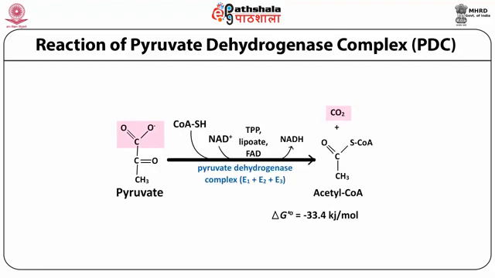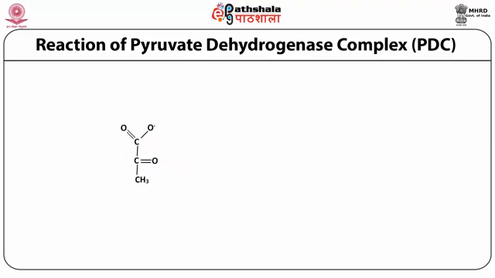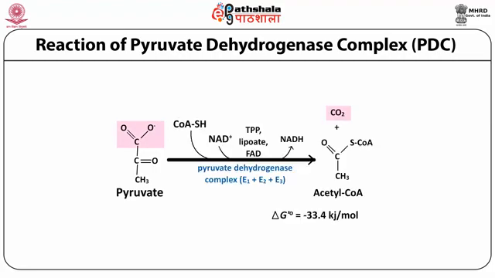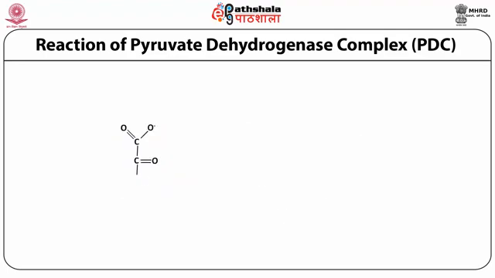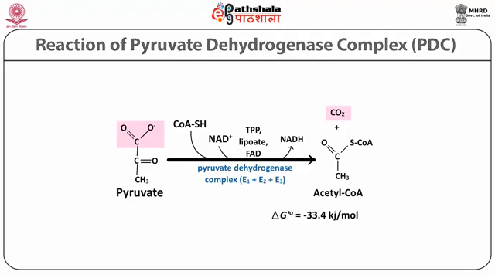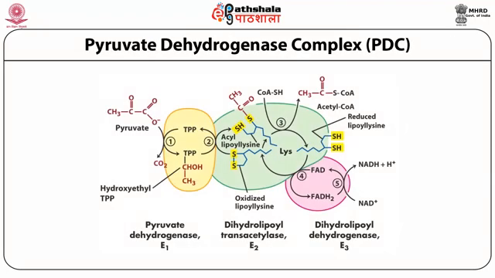NAD plus is converted to NADH, and the pyruvate dehydrogenase complex continuously converts pyruvate to acetyl CoA as long as pyruvate is available. This figure shows various sites of reaction located in the pyruvate dehydrogenase complex.